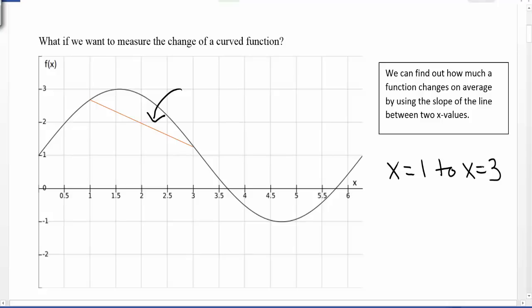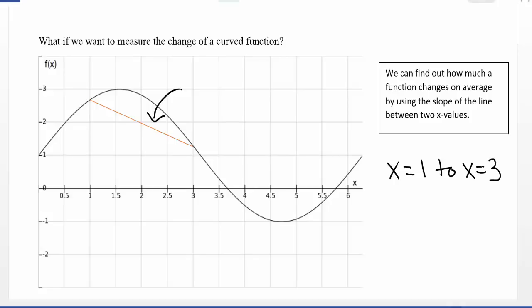So remember, we're doing change in y over change in x. Now, as long as we're consistent with the order that we pick our x's, it doesn't actually matter if we do the 1 first or the 3 first, as long as when we put in the representative y value, it's in the same order that we choose our x's.